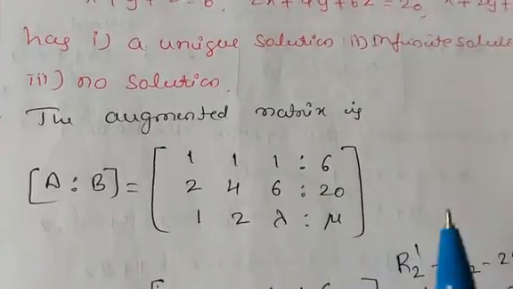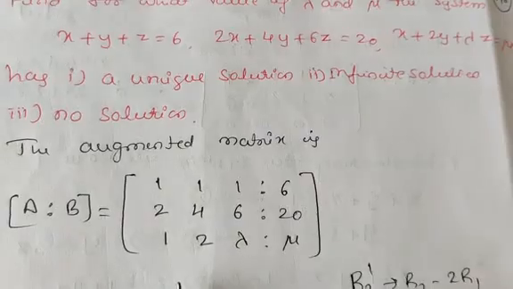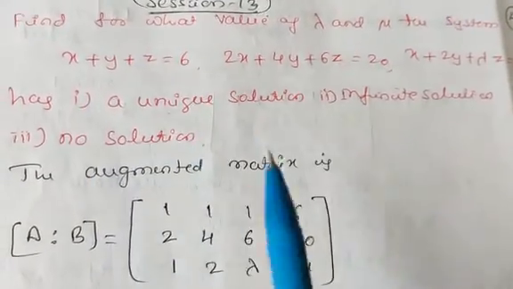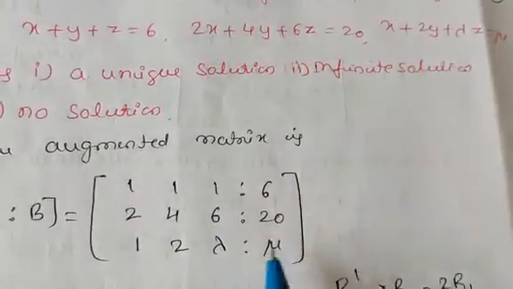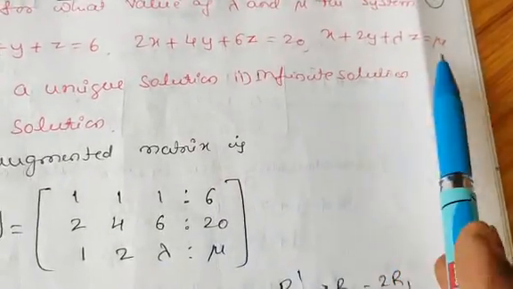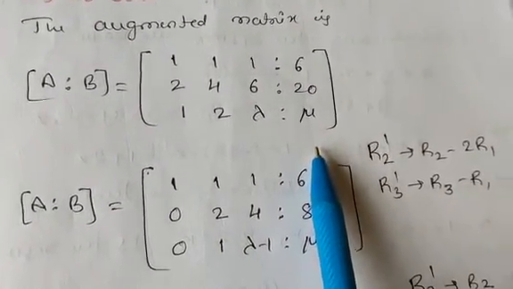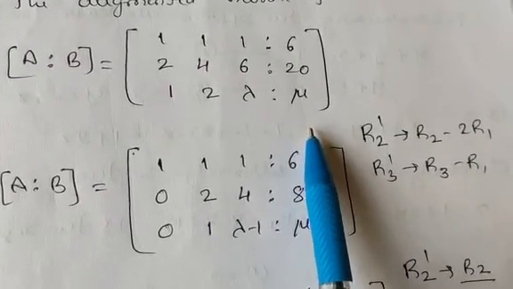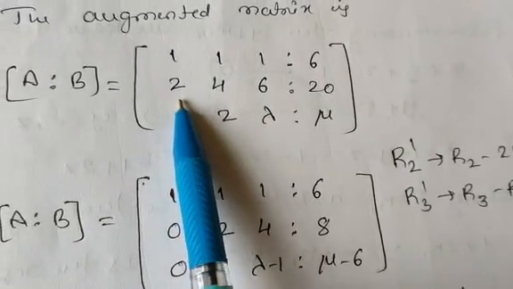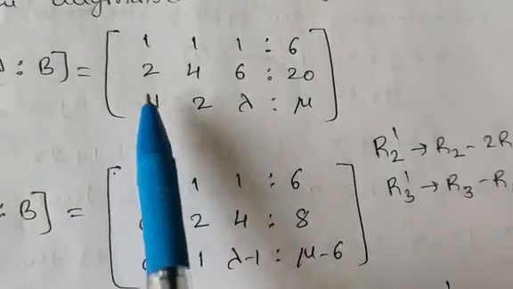First write the augmented matrix. You know the augmented matrix is the coefficients of x, y, z and the RHS. So it is 1 1 1 6, 2 4 6 20, 1 2 lambda and RHS is mu. Again, same thing here, there is no difference in this example also. So you have to make this into echelon form. So let us make these 0, that is R2 changes to R2 minus 2 times R1 and R3 changes to R3 minus R1.